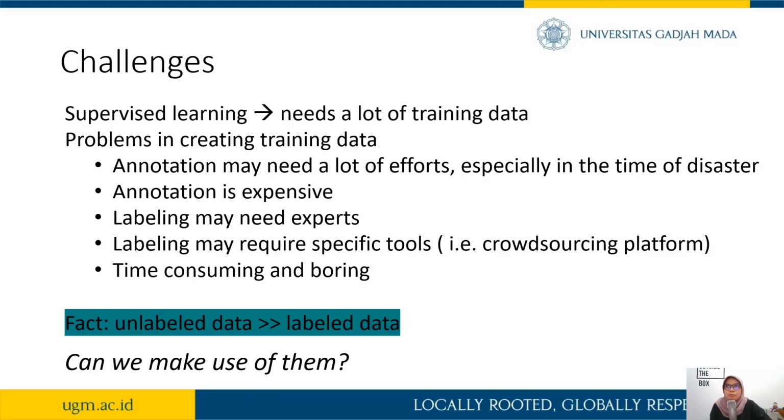Annotation by volunteers is probably one of the alternatives, or if there is no volunteer available, the annotation can be done using a specific crowdsourcing platform, which can be expensive. And in some cases, labeling may need an expert, for example, for a medical data set. Annotation is also time consuming and boring.